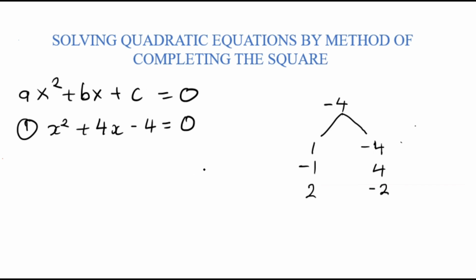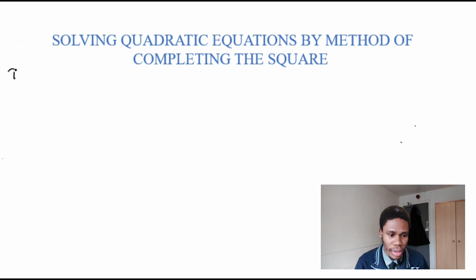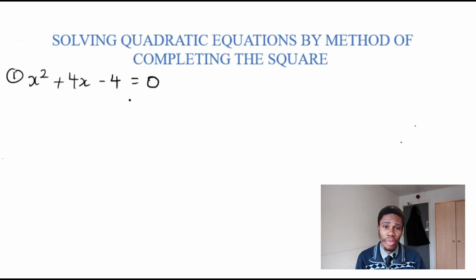So the first thing we are going to do is to take the coefficient of x, which is 4. So let me rewrite it out. x squared plus 4x minus 4 equal to 0. Now, what we are going to do is move the constant to the right side of the equation. Since the constant term is negative 4, when you move it to the right-hand side of the equation, it becomes positive 4 and vice versa. So we now have x squared plus 4x equals 4.